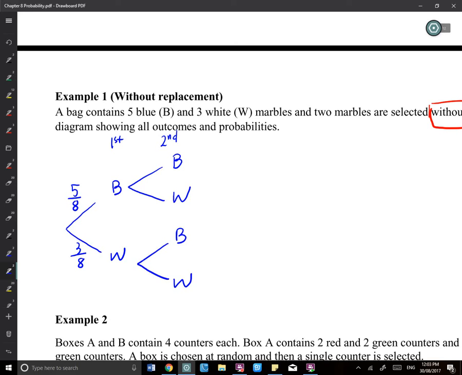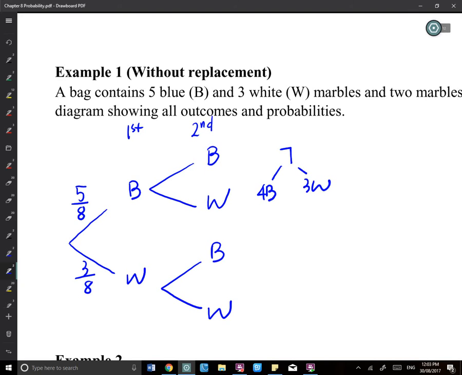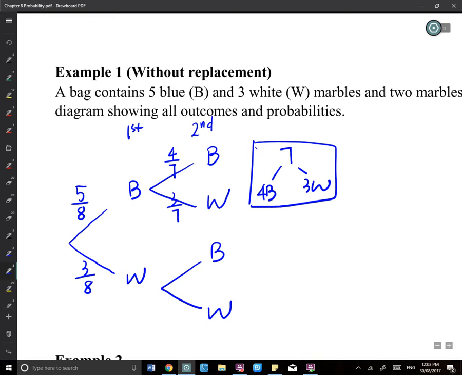It disappeared. What does the total become if I've selected one already? 7. If I select blue, the total becomes 7. How many blues do I have left for the second selection? 4. So in the second selection, I have 7 marbles left, 4 blue and 3 white. What's the probability I get a blue one the second time? 4/7. And the white one must be 3/7. That changed because 1 was taken away, leaving 7 inside: 4 blue, 3 white. It's not going to be 5/8 and 3/8 anymore.